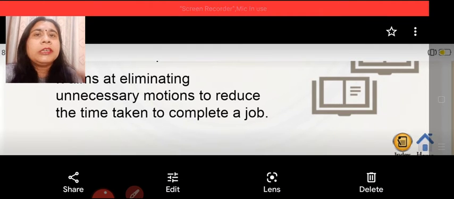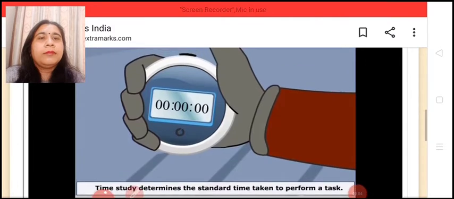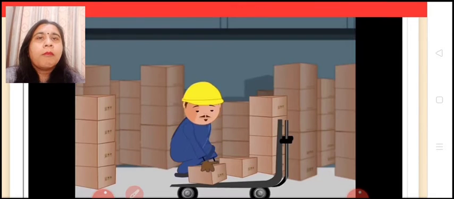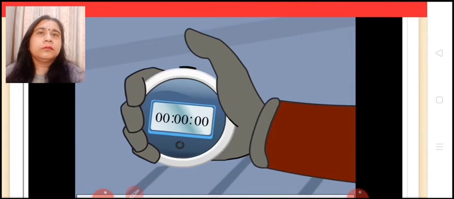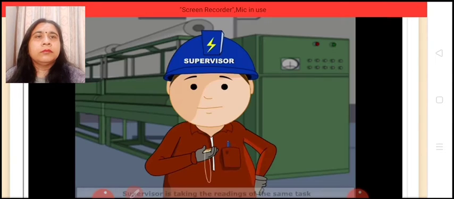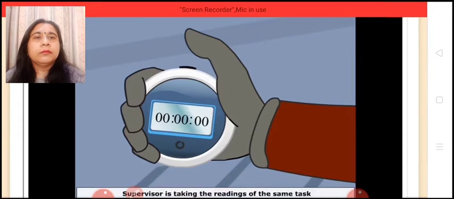Now the third one is the time study that we'll understand with the help of an animated video. Time study, as suggested by F.W. Taylor, determines the standard time taken to perform a task. It involves the use of time measuring devices. Here, the supervisor is observing the time taken for performing the task, which comprises picking boxes from the machine, loading them in a trolley, and stacking them in a corner. The supervisor is taking the readings of the same task being performed by different workers.